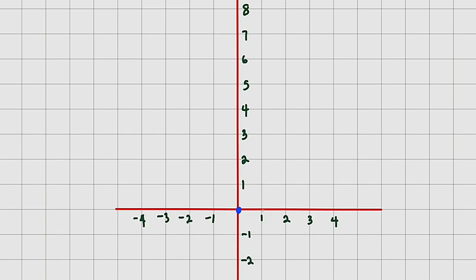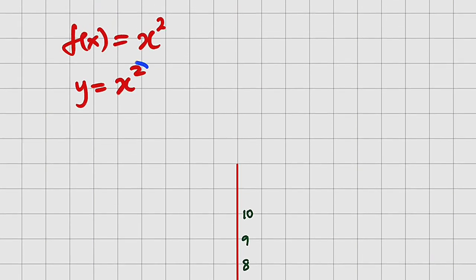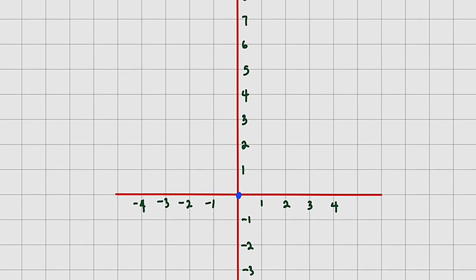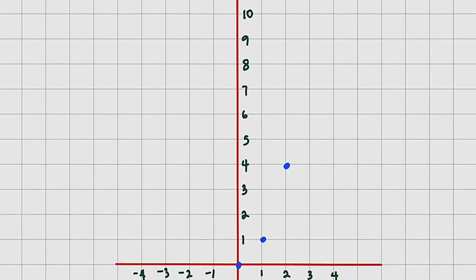When I choose x to be positive 1, what will happen to the value of y? We have 1 squared is also 1. So when x is 1, y will also be 1. This is where y is 1. So you place a point here. Then what happens if x is 2? We have 2 squared, 4. So under 2, this is where we have 4. Then 3 squared will give us what? 9. So we have 9 under 3. Let's stop here.